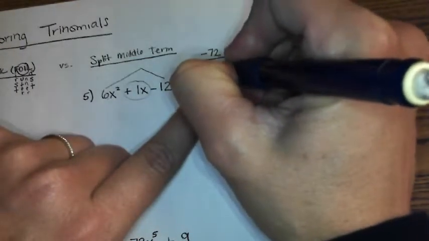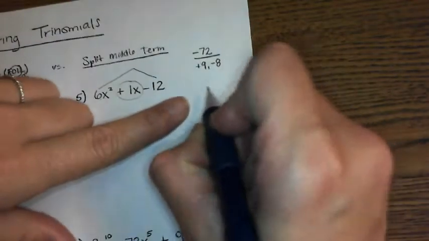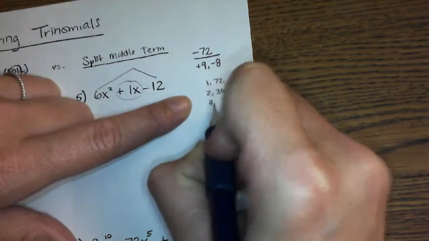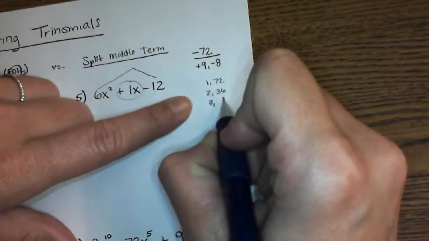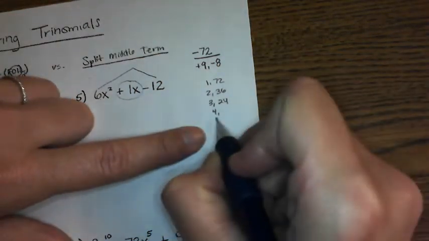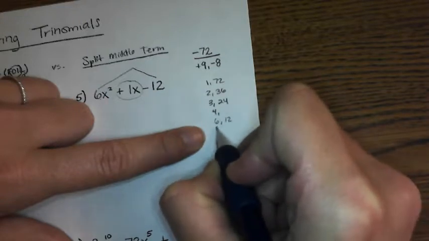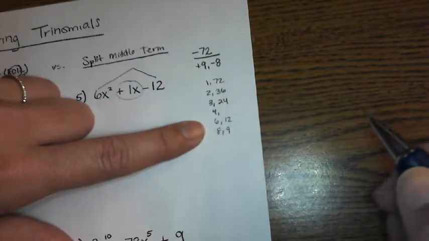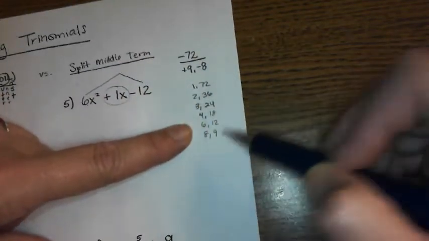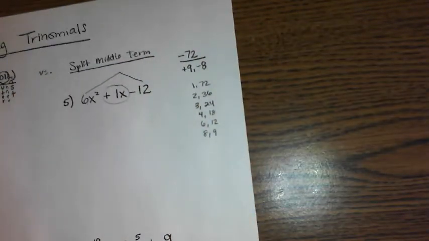Positive 9, negative 8. Now don't get me wrong, the better you know your times tables for this as well, the quicker this is going to be. If you really don't know your times tables that well, you could just go through 1 and 72, 2 and 36, 3 and 24, 4 and whatever, 5 doesn't go in, 6 and 12, 8 and 9, 4 and 18 it was. You could kind of look which one has got to have some sort of combo of 1.